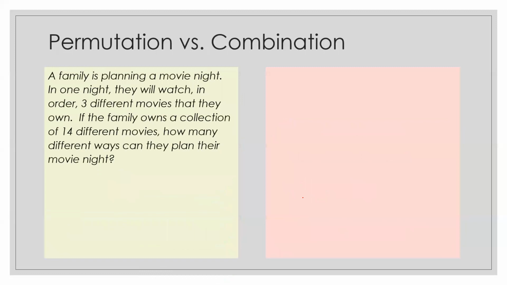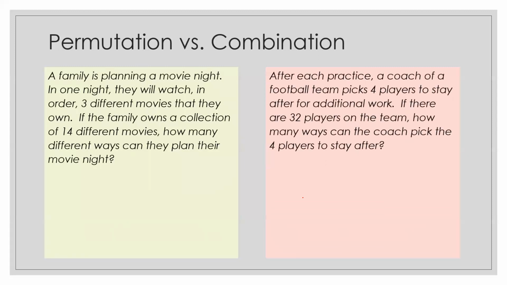So a family is planning a movie night. In one night, they will watch, in order, 3 different movies. And they own 14 movies. So they have 14 movies to choose from. So how many different ways can they watch in order 3 different movies? Now this tells you clearly that order matters. So that would be permutation, okay?